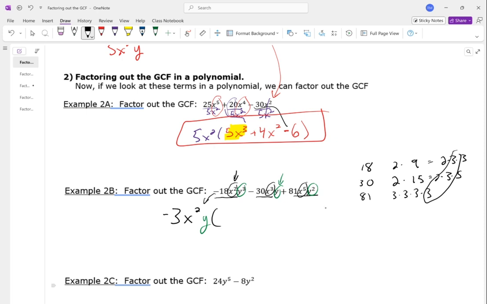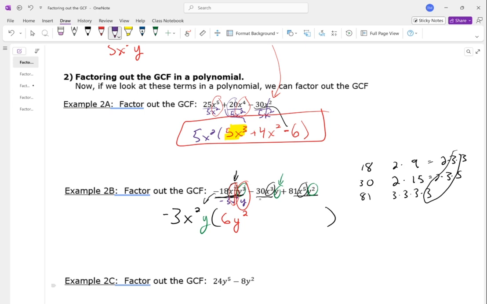Then what I do again is I divide by that common factor and I see what's left. I know that negative 18 divided by negative 3 is 6. I know that x squared divided by x squared is nothing. And y squared divided by y, one of the y's will cancel out and I'll just be left with y squared.